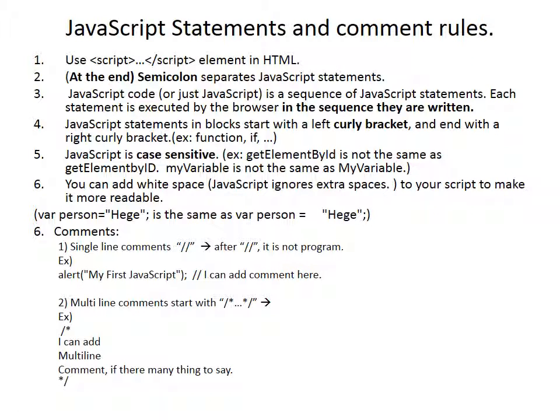This is a summary of JavaScript statements and comment rules. You need to use the script element in HTML. A semicolon separates JavaScript statements, so at the end of each statement, you must put a semicolon. It is sequential. Use curly brackets for blocks like a function. It is case sensitive. Double slash is for a single-line comment. Slash asterisk and asterisk slash are for a multi-line comment.